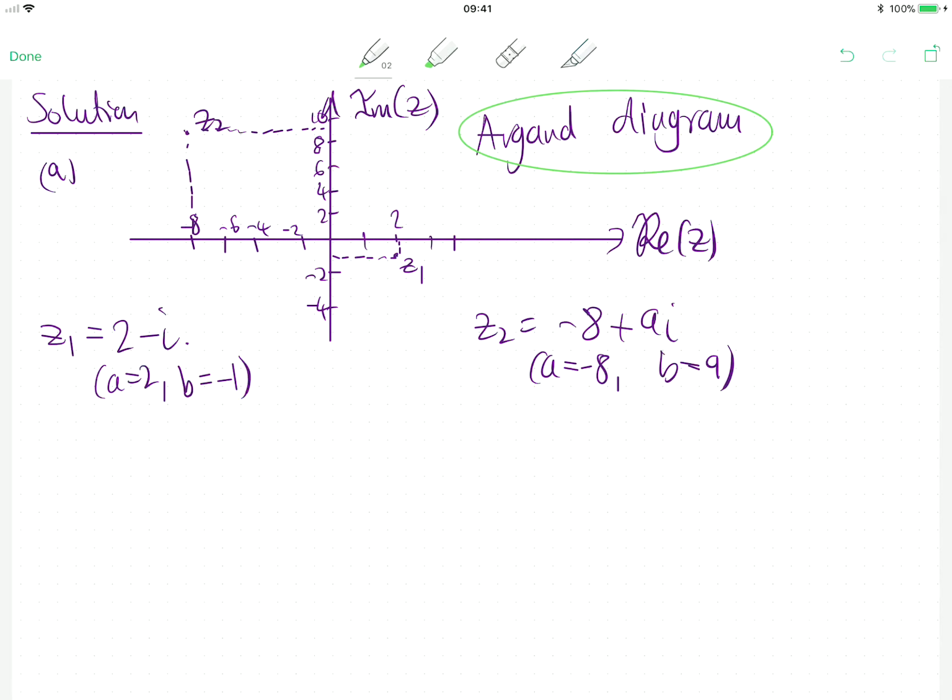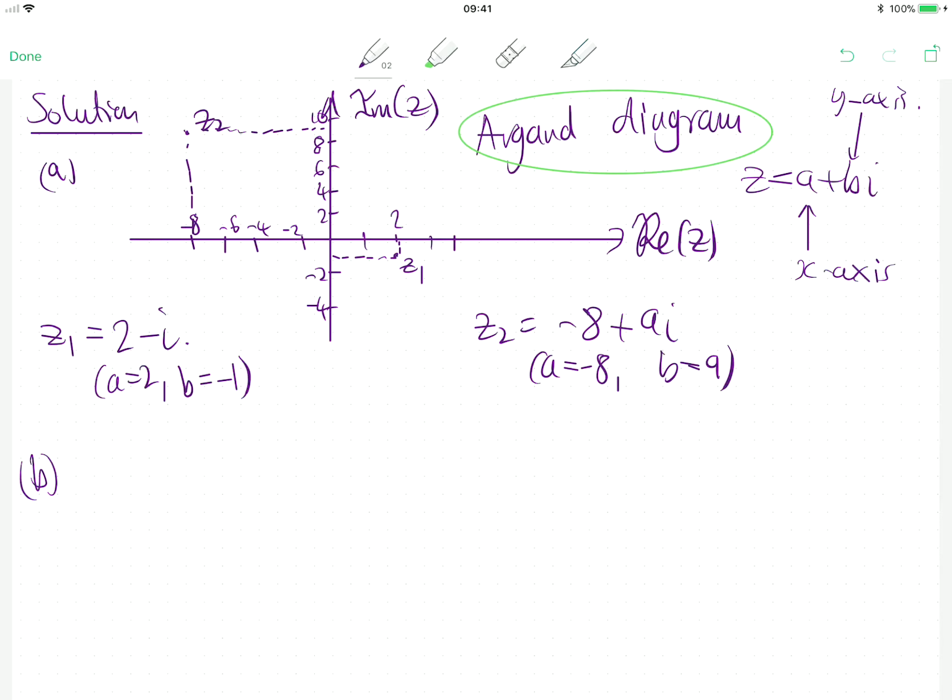Okay, so this works for any complex number a plus bi, where a sits on the x-axis and the b on the y-axis. Okay, so that deals with part A. Let's move on to part B.